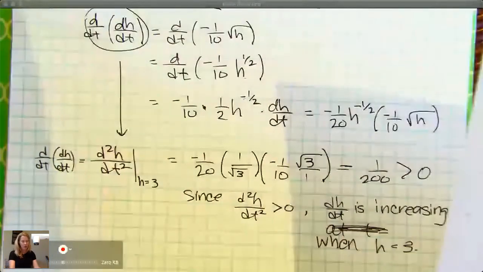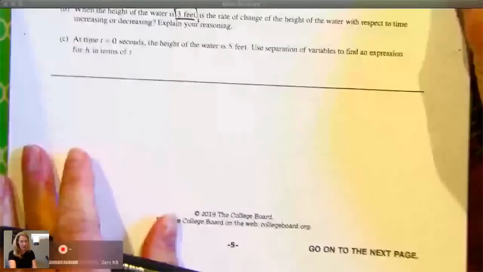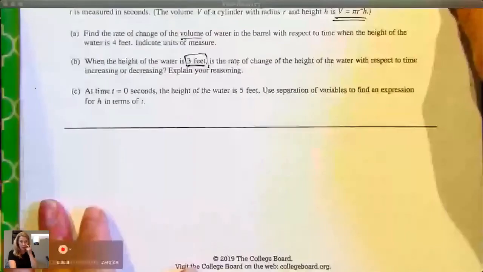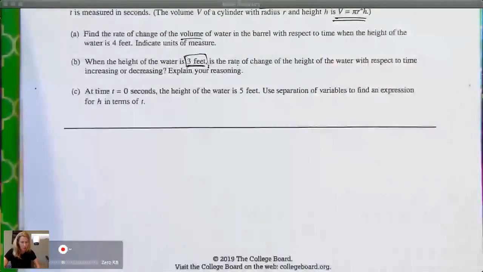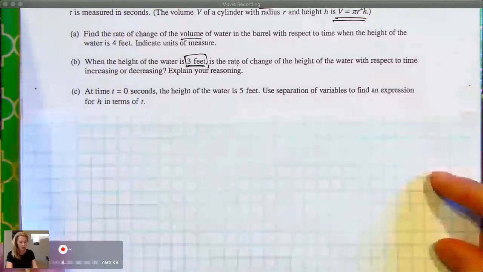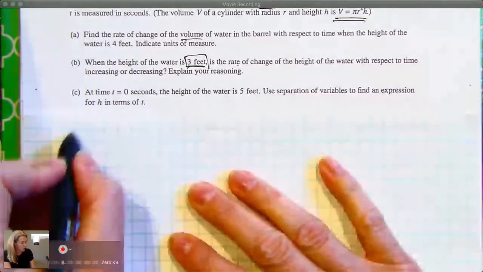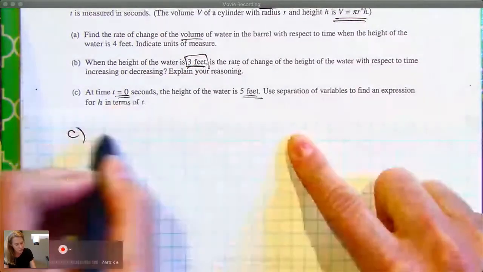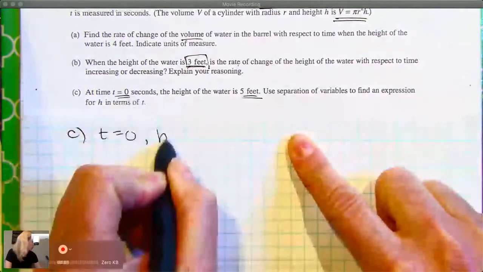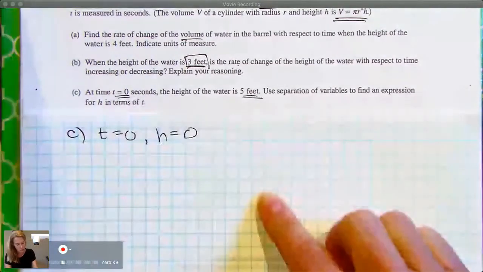Okay, part C, last part on this problem: at time t equals 0, the height of the water is 5 feet. So we have an initial value. The height is 5 feet at time 0. Use separation of variables to find an expression for h in terms of t. Oh boy, separation of variables. That means we're looking for a specific solution for a differential equation. So again, when t equals 0, h equals not 0, it equals 5.